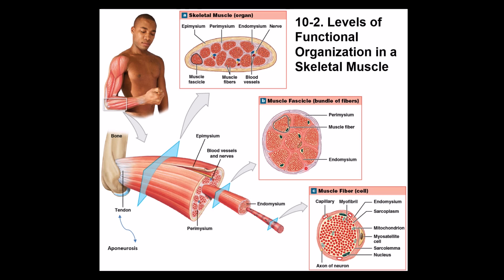They are covered by another type of connective tissue, and that's called endomysium. So this is the muscle fiber, and it is wrapped or enclosed by endomysium. And this is how you see a muscle fiber, and this is the endomysium that is there. Endomysium also covers the myosatellite cells that you can see here. Inside the muscle fiber, you see a lot of other fibers, and these are called myofibrils.